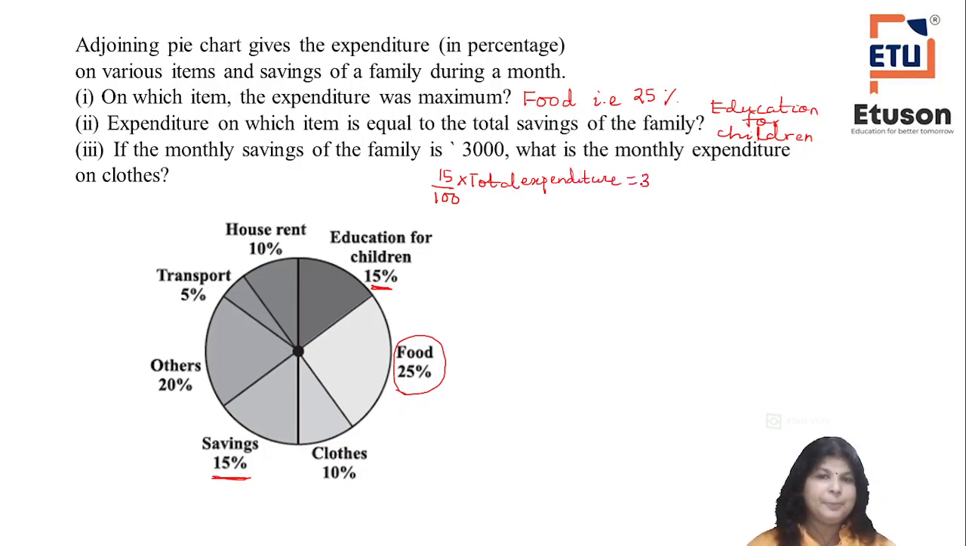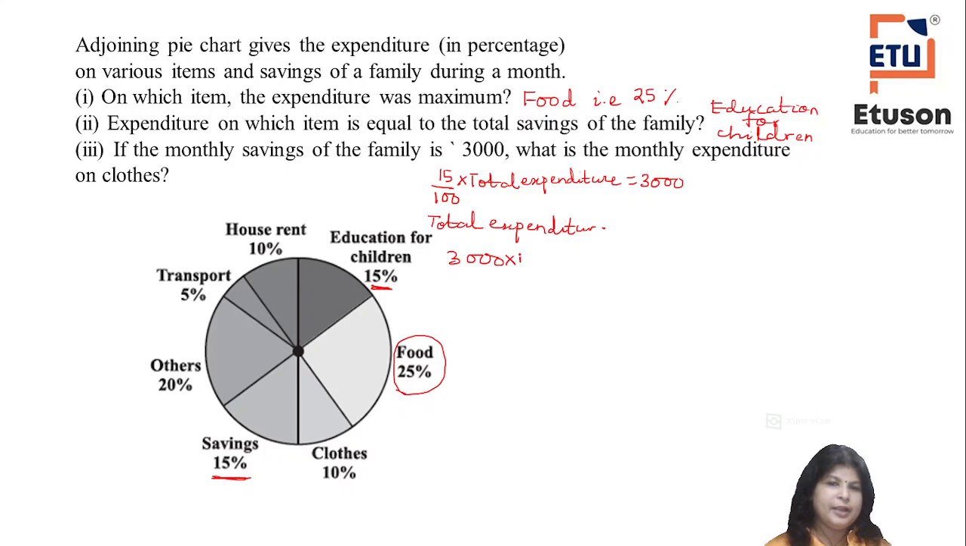After obtaining the total expenditure, you can then find out the expenditure on clothes, which is 10%. So let us first find out the total expenditure. Total expenditure is equal to 3000 into 100 divided by 15. So 15 and 3000 cancel out, it becomes 200. So your answer is 20,000. This is the total expenditure.